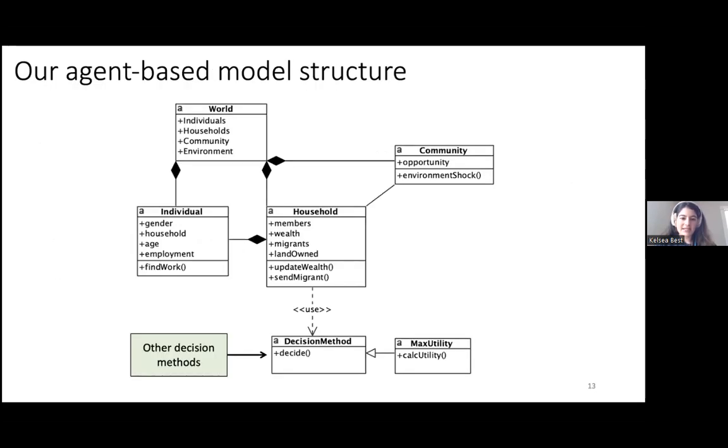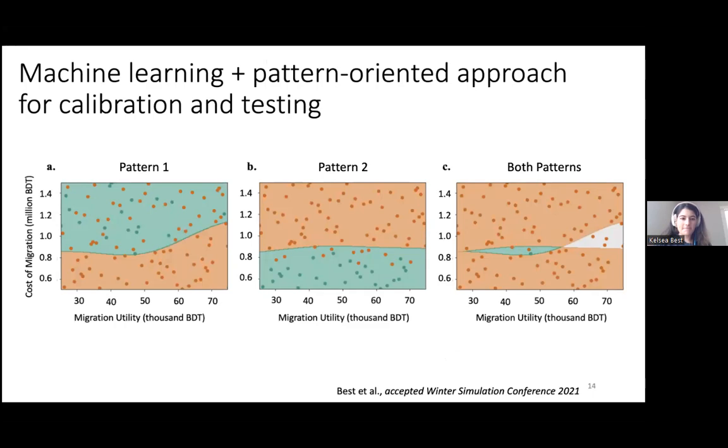So here's a schematic of that model structure, and this is where I really wanted to highlight that the model is very flexible and does allow the easy inclusion of different kinds of decision-making, making it a really useful test bed for trying to test how these decisions might be being made.